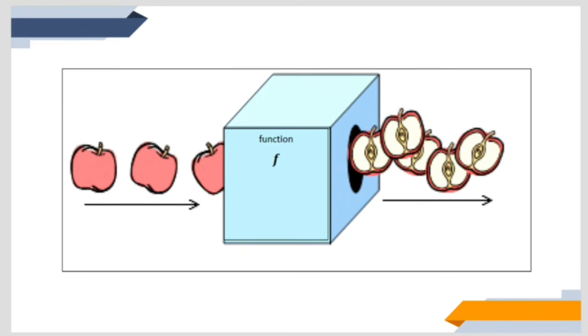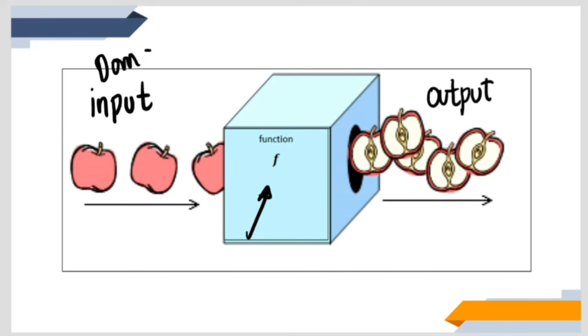If you look at the illustration, this is how the function looks like. So we have here the input. The function then will process it. So in this case, it slices the apple into half. And this is now the output. So the input here is our domain. The function is the formula. And then the output is our image.